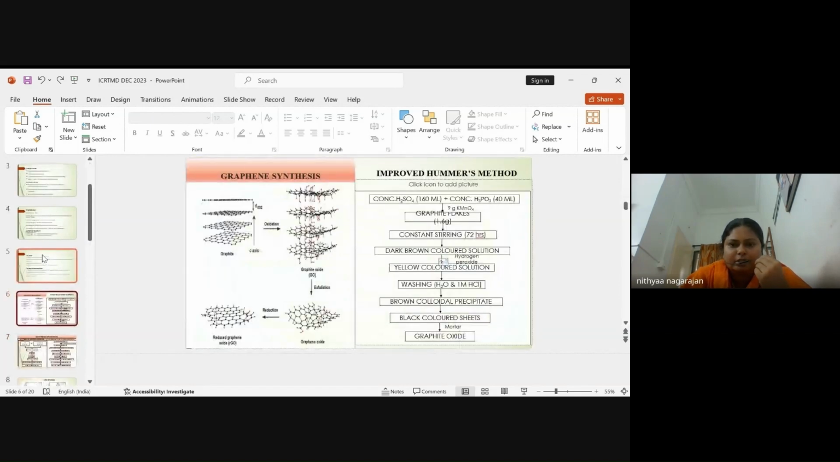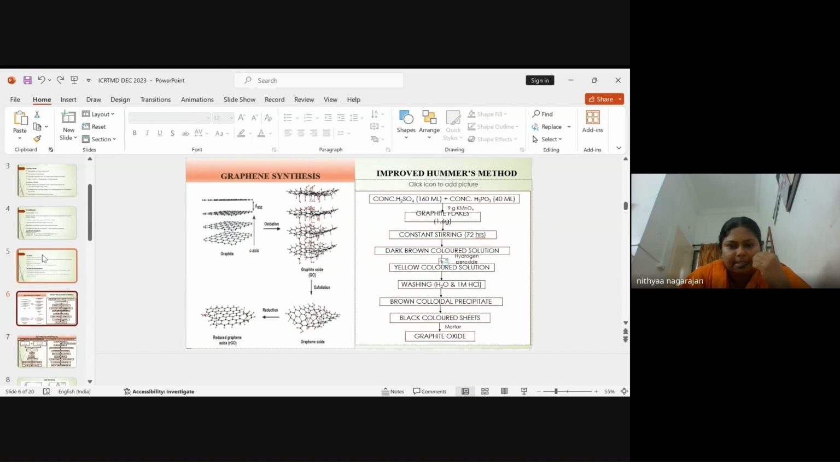The synthesis procedure includes slight modifications in the improved Hummers' method, where sulfuric acid and orthophosphoric acid with graphite flakes are oxidized by potassium permanganate to obtain a dark brown colored solution, which is then treated with hydrogen peroxide to obtain a yellow color solution. Then washing it with water and 1 M HCl, we get a colloidal precipitate in brown color, which is dried to get a black color sheet, and they are ground into graphite oxide powder using mortar and pestle.